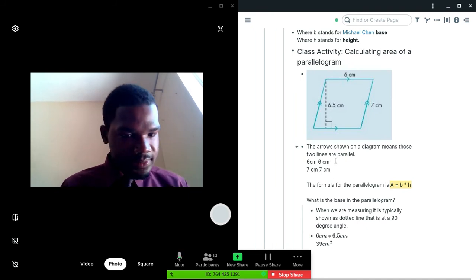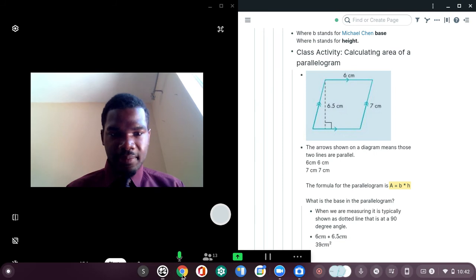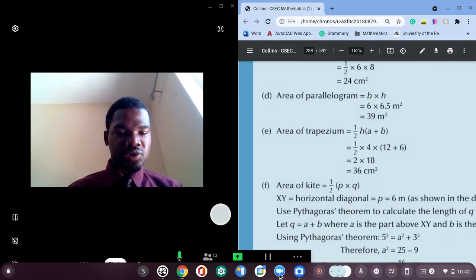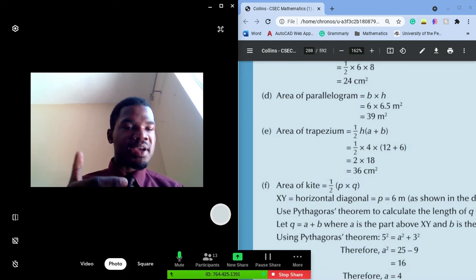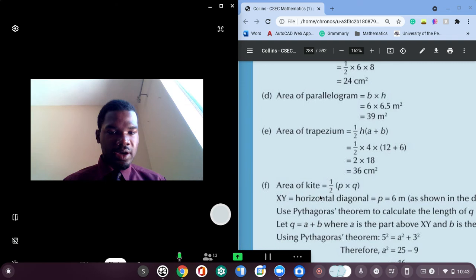Sir. Yes? Sir, but what if there's no right angle given? Okay, let me see if I have an example of that. If there's no right angle given, then you can draw the parallelogram and measure it yourself. So if you have a ruler, typically they're going to give you in centimeters, right? So if you have a ruler now, let me go back on the diagram.